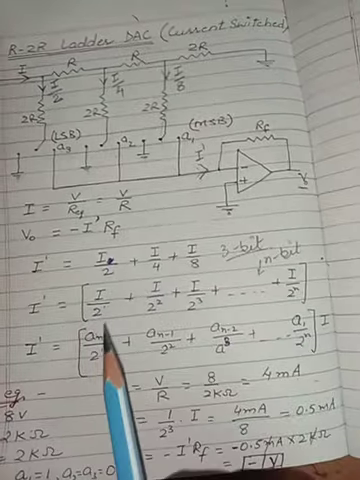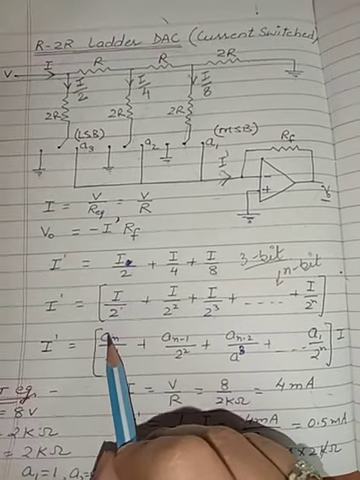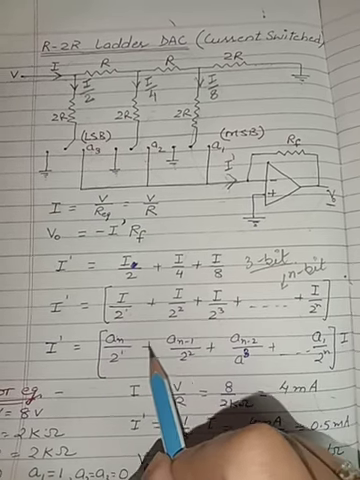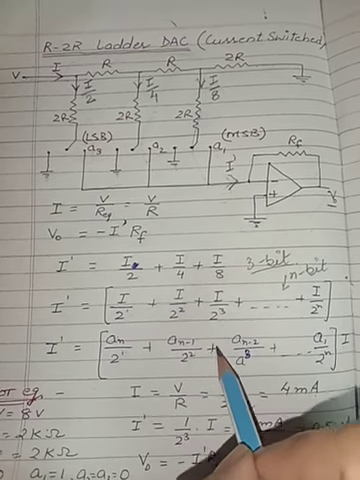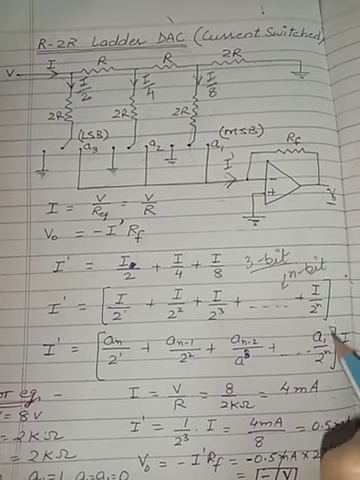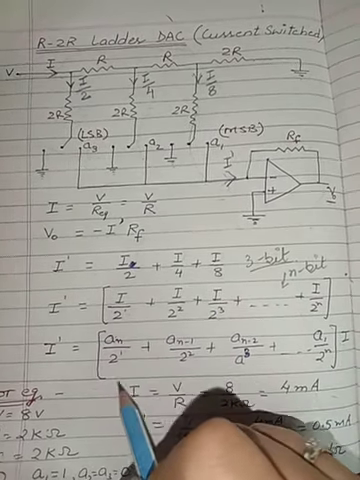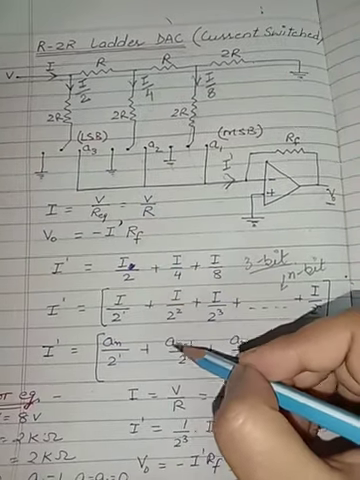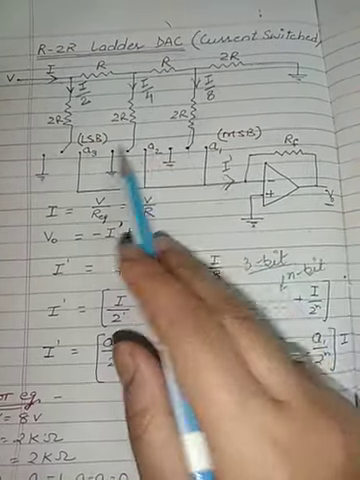So we can also write it in terms of the input. Then this is a n by 2 raised to power n plus a n minus 1 by 2 raised to power n minus 1, like this up to a1 into 2 raised to power n into 1. Whichever particular input is 1, that will be considered over here, all others will be 0.